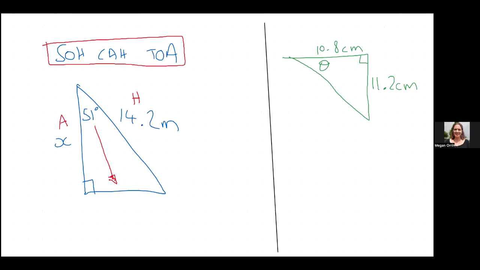All right. I'm just labeling them to help you in case you haven't got the right sides. So am I going to use sine, cos, or tan for this first one? Good. Cosine 51 equals the adjacent over the hypotenuse. How do I move the 14.2? Bring it across and multiply. And if I type that into a calculator, I get 8.94.